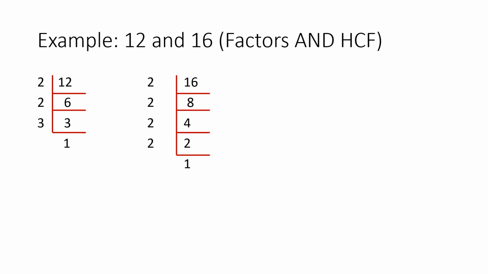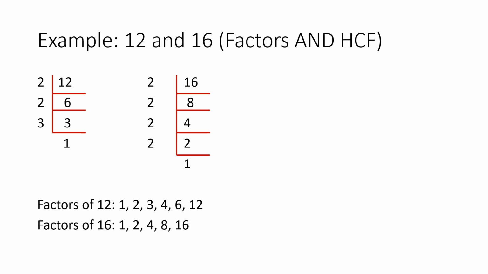So, to find the factors of a number, we have to multiply its prime factors in all possible combinations. So, the factors of 12 are 1, 2, 3, 4, 6 and 12. Remember, every number has got 1 and itself as its factors. That is why 1 and 12 are always the factors of 12. The factors of 16 are 1, 2, 4, 8, 16. Again, every number has got 1 and itself as its factor. So, 1 and 16 are also the factors of 16.